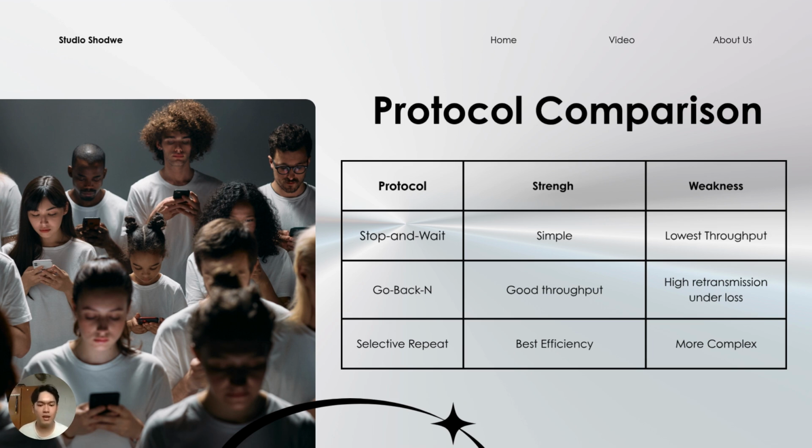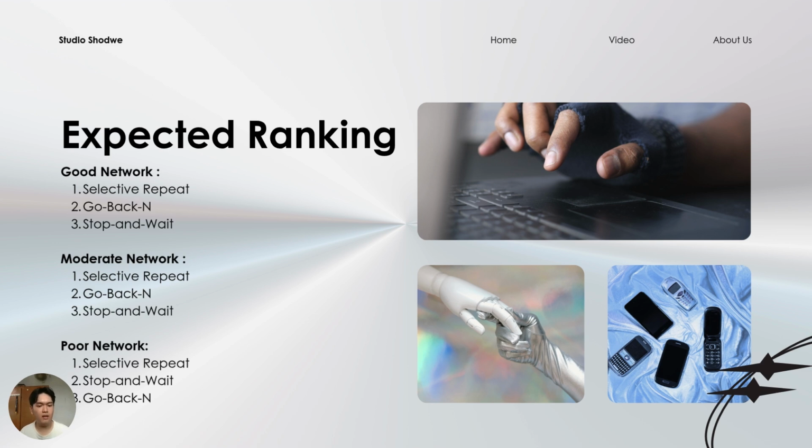For selective repeat, the strength is the best efficiency because it is the most advanced protocol among the three. It retransmits only the packets that are lost and allows correctly received packets to be buffered. As a result, it achieves better throughput, higher goodput, lower retransmission ratio, and more efficient bandwidth utilization compared to the other protocols. Next is the expected ranking for all three protocols. As we can see, for good network, moderate network, and poor network, selective repeat is the best one.